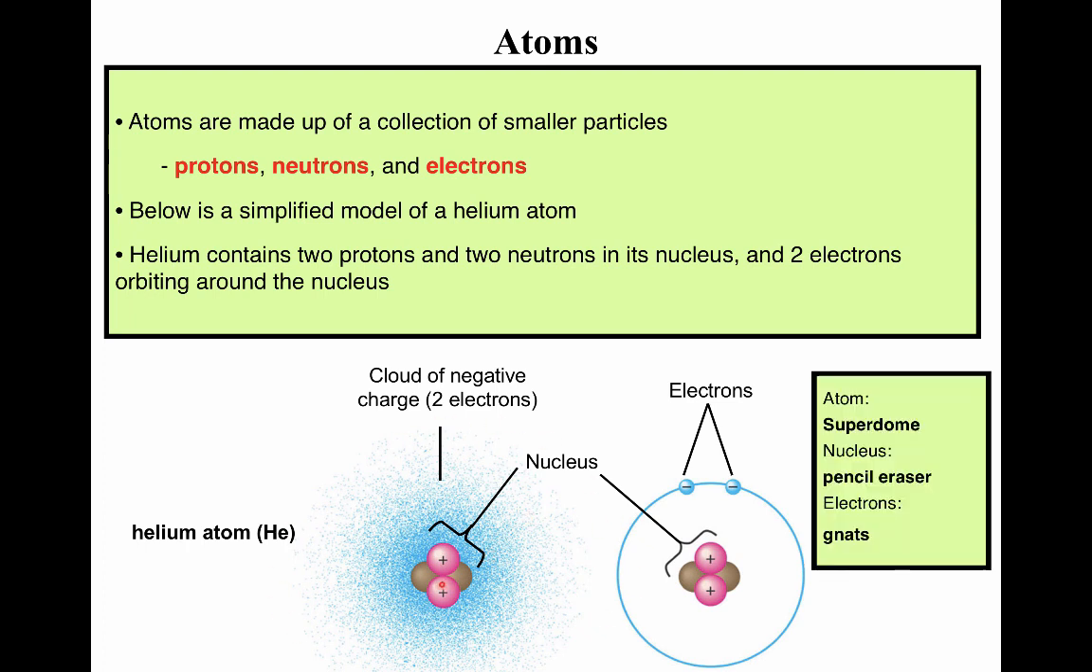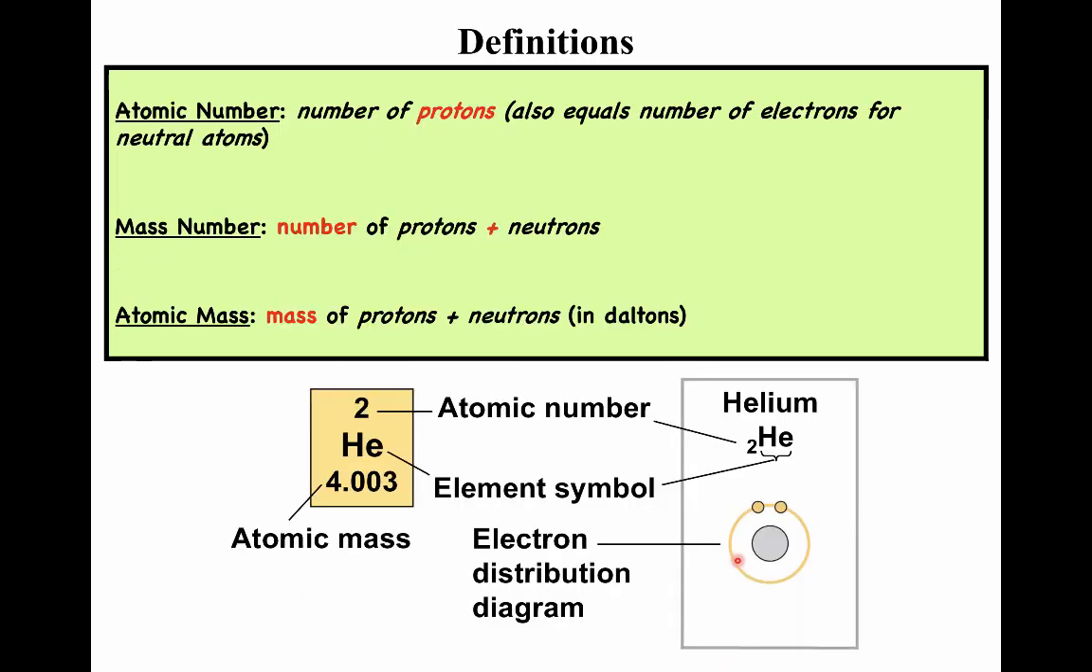Atoms are mostly space, so if this helium atom was the size of a superdome, the nucleus, where almost all of the mass is, would be about the size of a pencil eraser, and the electrons are little gnats that are flying around in all the empty space of the superdome. So atoms are mostly space, and almost all of the mass is within the nucleus.